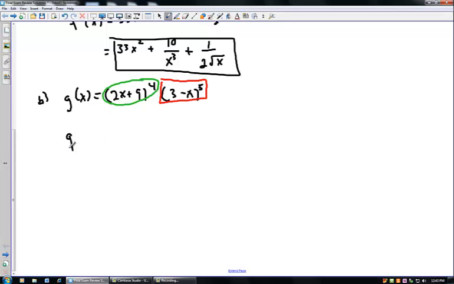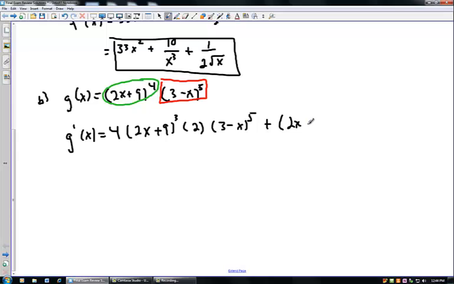And so I have g prime of x is equal to, the 4 comes down, so we get 4, 2x plus 9, quantity cubed, times the derivative of the inside, which is 2, so there's the derivative of the first function. Then I multiply by the second, so 3 minus x to the 5th, plus the first function, which is 2x plus 9 to the 4th, times the derivative of the second. So the 5 comes down, so 5 times 3 minus x, now that's to the 4th, times the derivative of the inside, which is a negative 1.